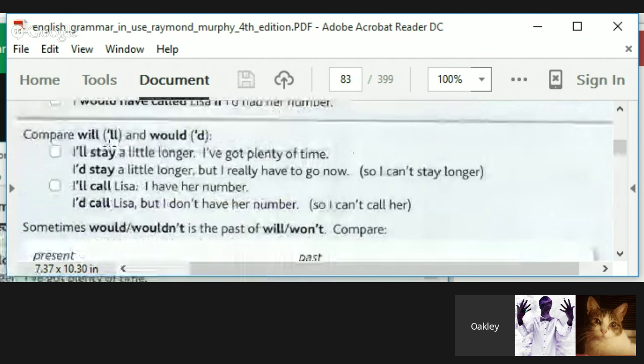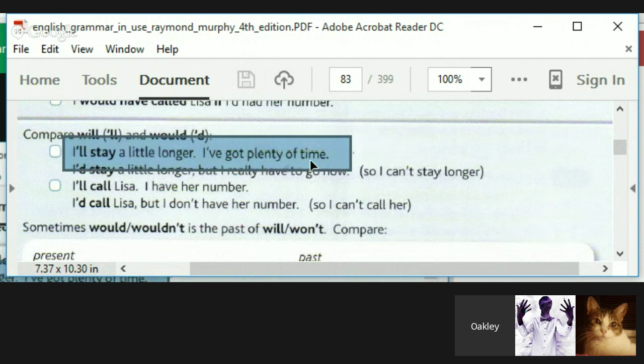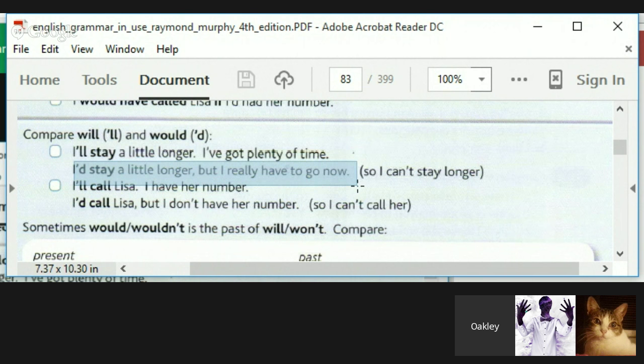All right. Will and would. Okay. More about that. All right. I'll stay a little longer. I've got plenty of time. Okay. That's what you're predicting you're going to do. That's what you think you're really going to do. I'd stay a little longer, but I really have to go now. I can't actually stay longer.